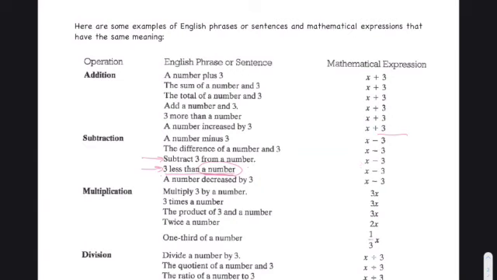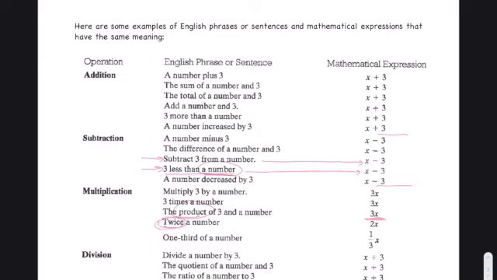So let me erase the line. It should be this one and this one. Those are the ones that you sometimes make mistakes on. Next one, multiplication: multiply 3 by a number. Those are good. 3 times a number. The product, sometimes you forget what the product means. That's just 3 times x.